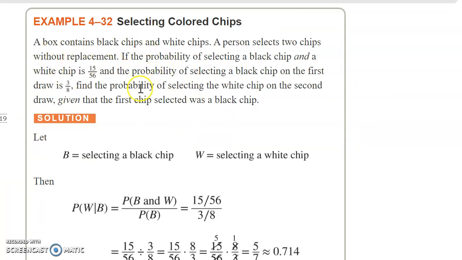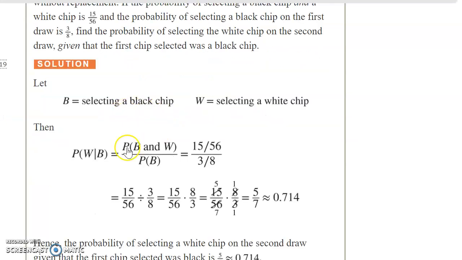So let's see if we can make sense out of this, and we're going to use black and white chips instead of using the balls. Now we're switching over to the chips. Okay, so we got a box. They have black chips and white chips. We take the chips out. Now it's very important to notice that we are talking about it without replacement. We are not replacing the chips. The probability of selecting a black chip and a white chip is 15 over 56. That's what he's telling us. The probability of selecting a black chip on the first draw is 3 out of 8. Find the probability of selecting a white chip on the second draw, given that the first chip selected was a black chip. So it's just kind of a little bit of a formula here.